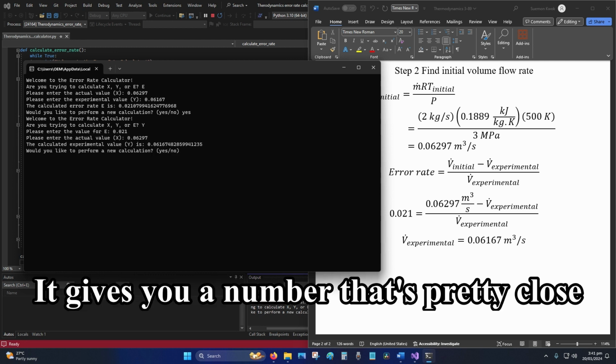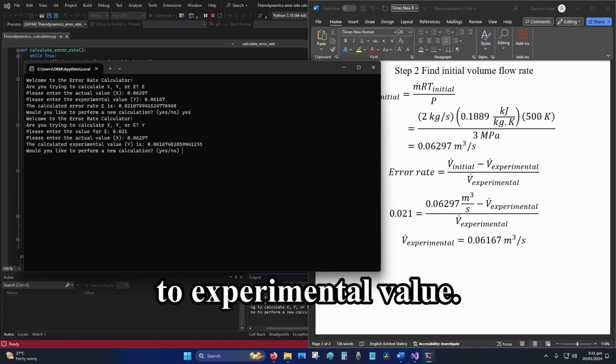And there you have it. It gives you a number that's pretty close to the experimental value.